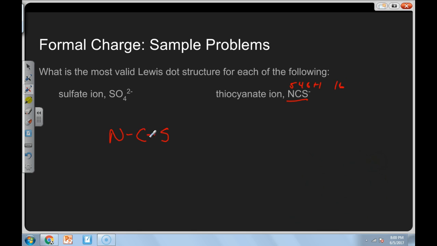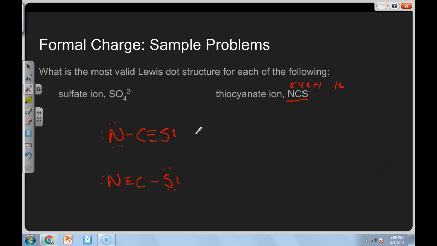We've used 4, so we have 12 more. 2, 4, 6, 8, 10, 12. So we notice that the carbon doesn't have enough electrons, so we have to make a multiple bond. Well, there are a lot of options here for us to do this. We could make a multiple bond here, like this, and like this. We could do it the other way, where we have a triple bond this way and a single bond here.